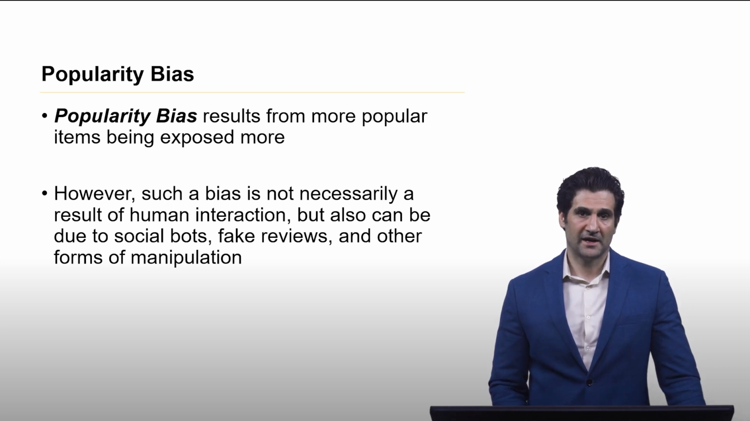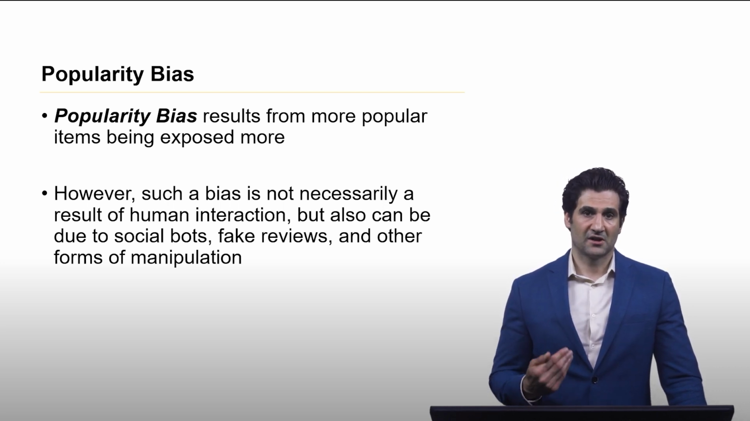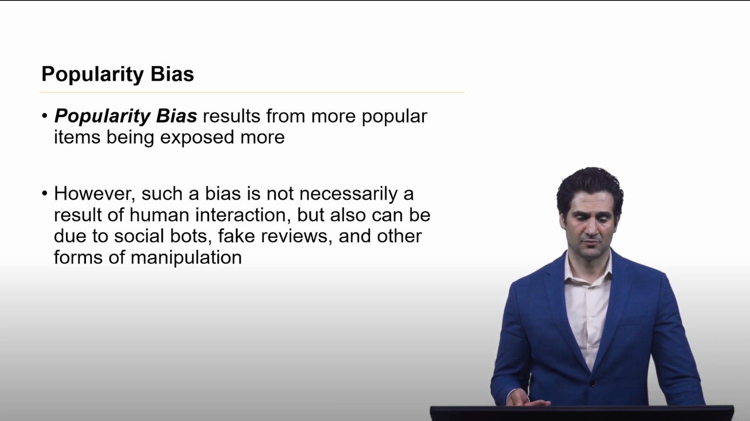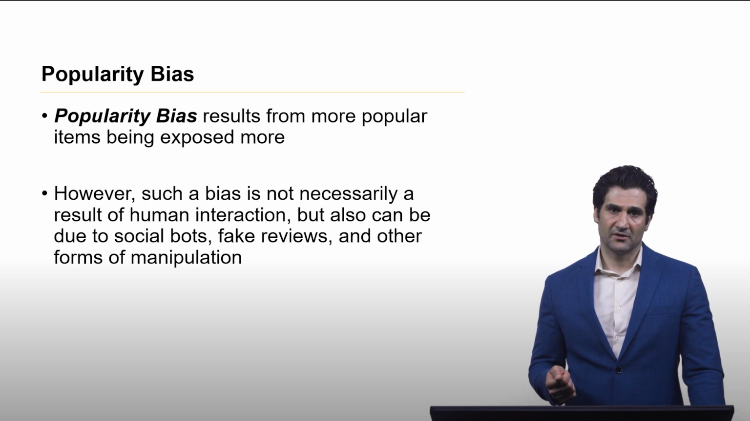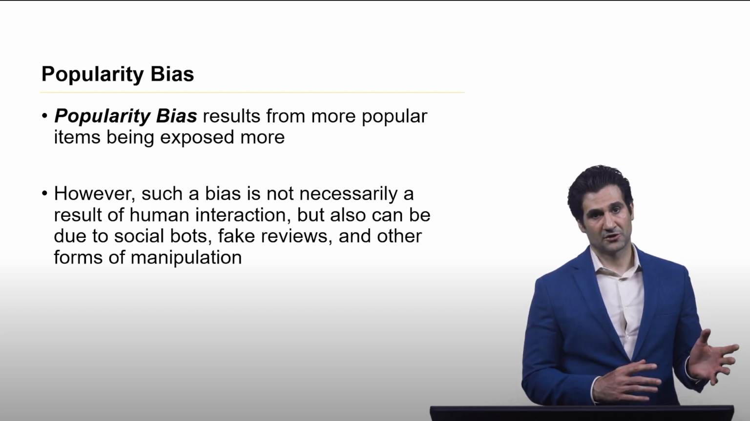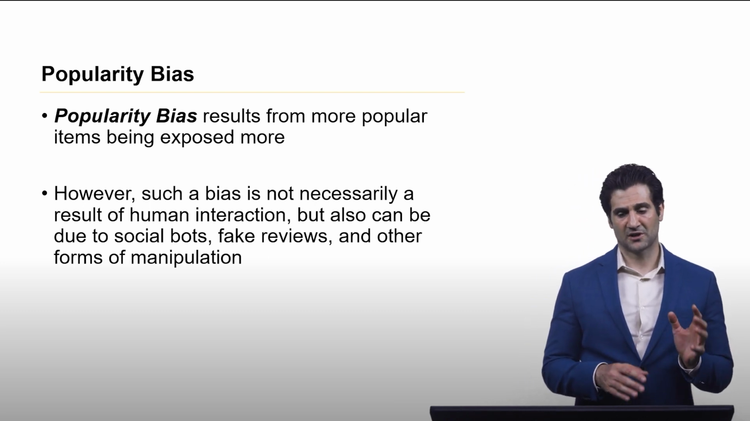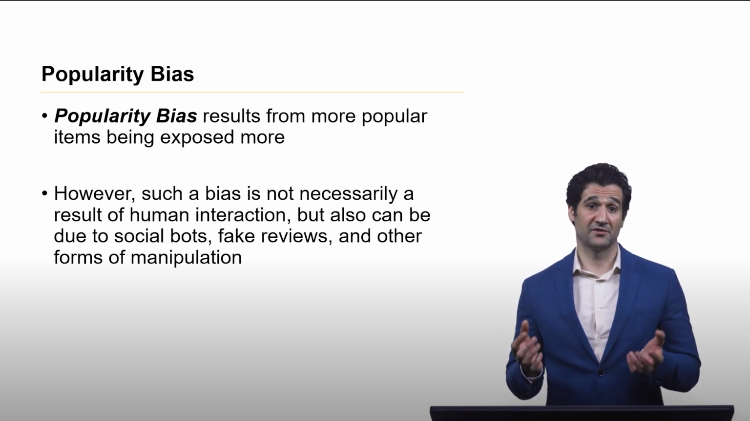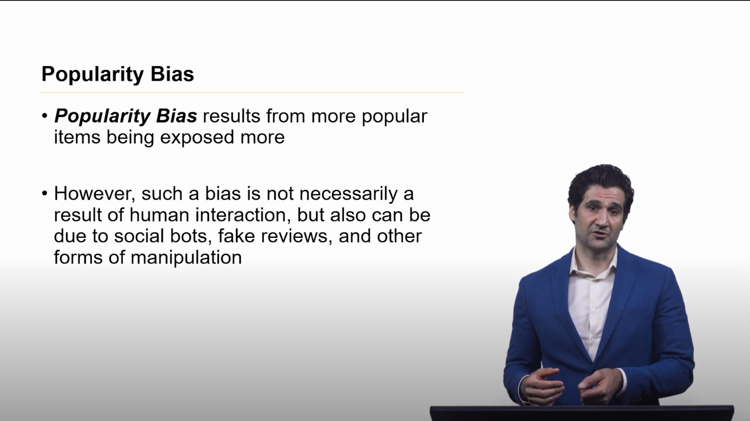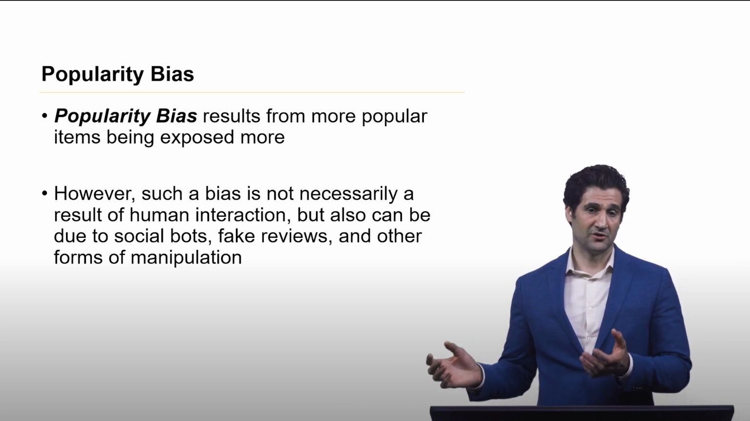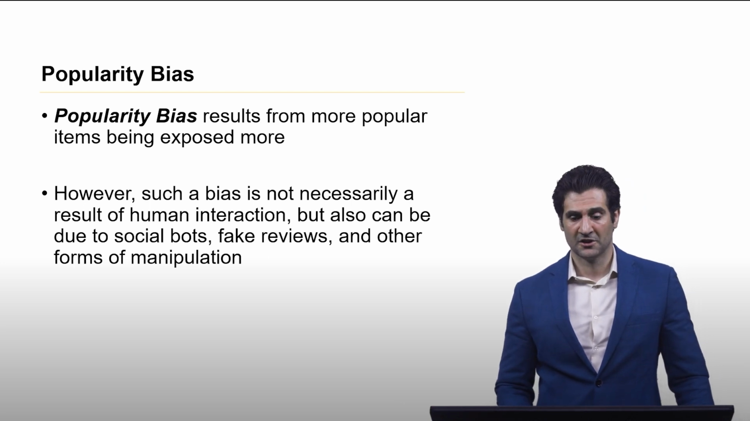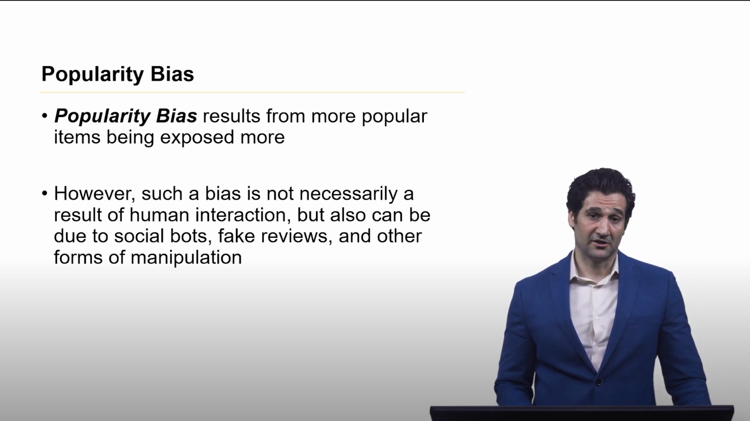So popularity bias deals with more popular items ending up being exposed more. Now, this is similar to ranking bias, with the exception that there's another caveat where it's not necessarily going to be the result of human behavior. Things like social bots, fake reviews, and other forms of manipulation can bump up popularity, and this is not necessarily a result of user interaction.